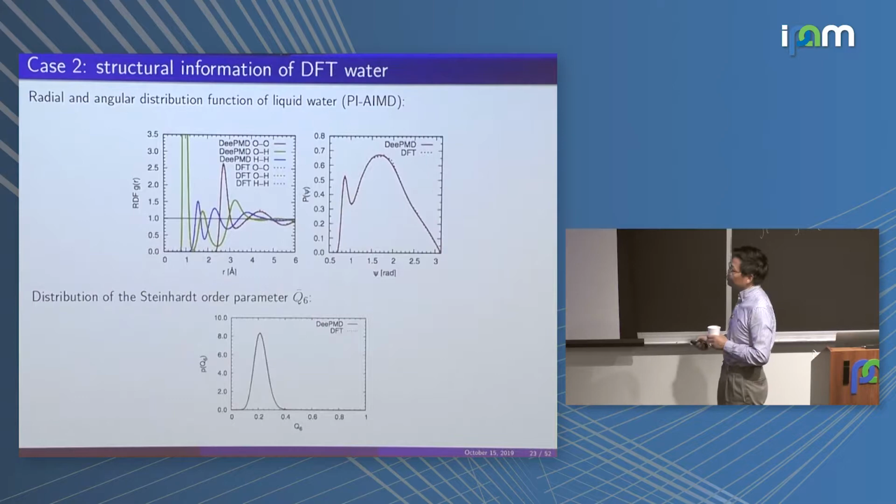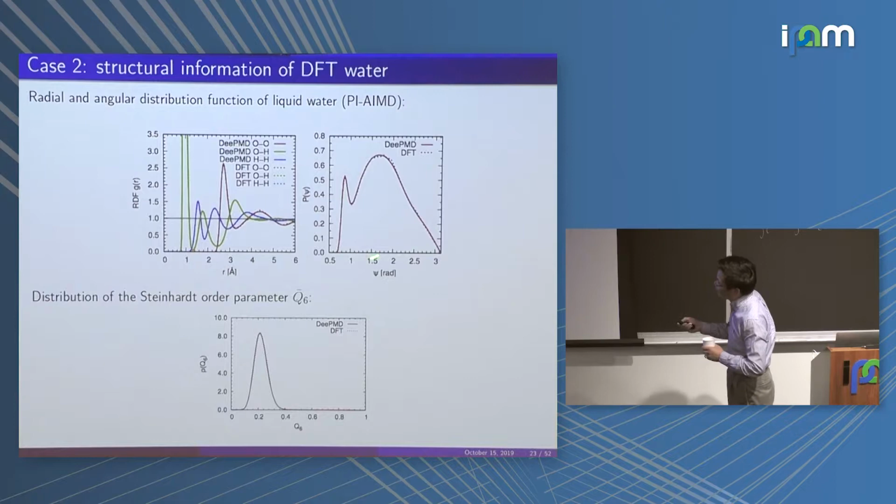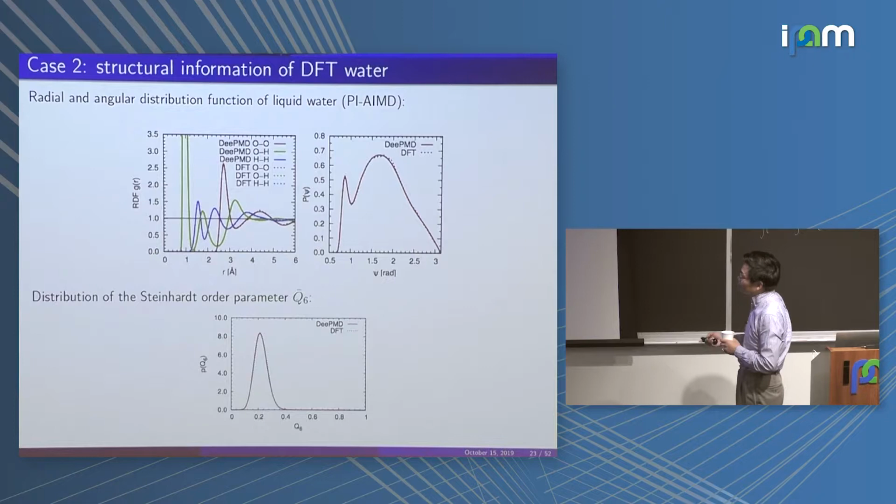Secondly, if you look at statistical information, structure information, you don't see the difference. In every plot there are actually two curves, and you don't see the difference between the DFT result and the DPMD result.